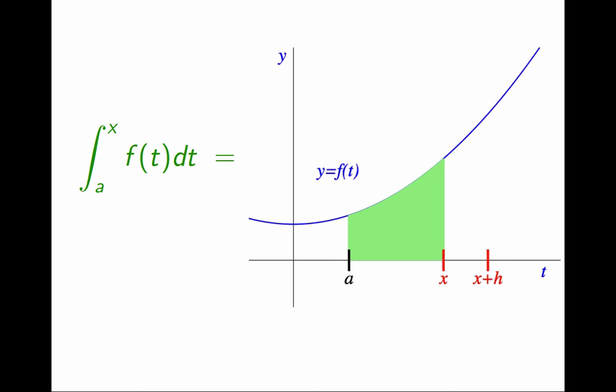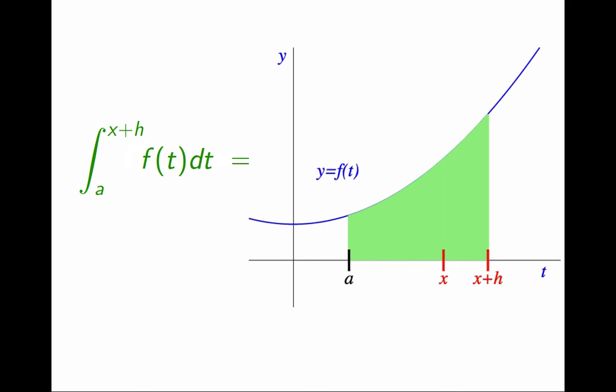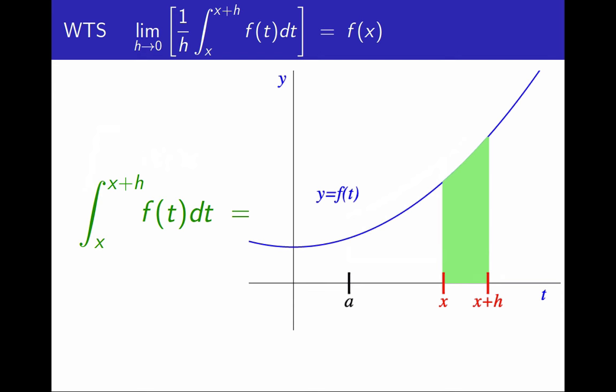In this picture, the integral from a to x of little f is this green area. And the integral from a to x plus h is this green area. And yes, we know that the difference between both of them, this smaller green area, is the integral from x to x plus h. Okay, so now we have a geometric interpretation of this. And let's recall what we're trying to do. We want to show that if I take this green area as a function of h, I divide it by h, and then I take the limit as h approaches 0, that is equal to f of x.